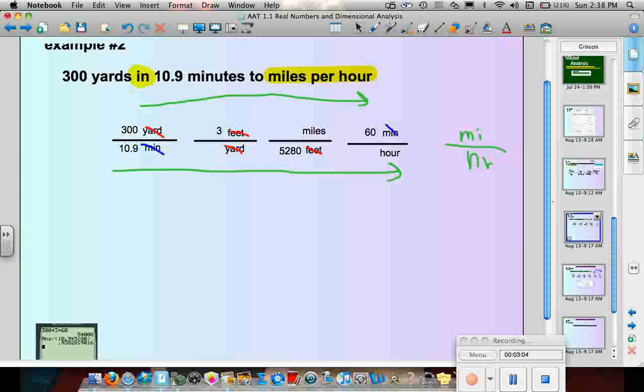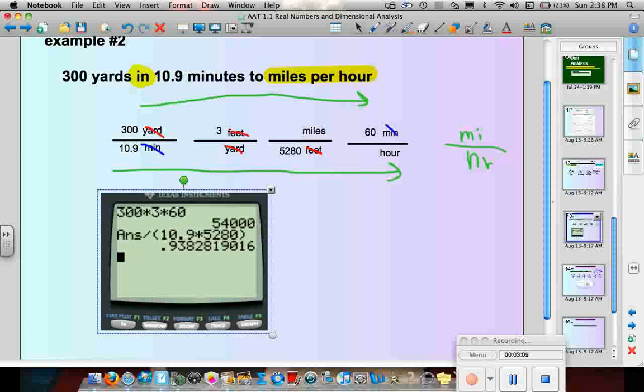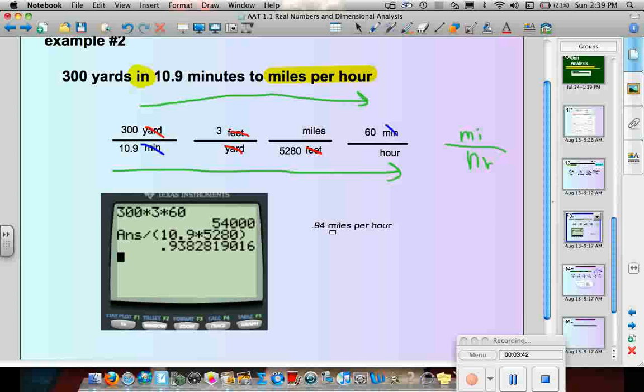What I would do in my calculator, and I did it off to the side here already, I would just type 300, times 3, times 60, hit equals, that's how I got this, 54,000, but then we have to divide that by the product of the denominators. Now look at how I have the parentheses here, just to make sure I'm not losing anything. I'm dividing my answer by 10.9 times 5280. I hit equals, and that gives me my answer. So my answer, and we can round it, I would say 0.94 miles per hour. There's my answer.